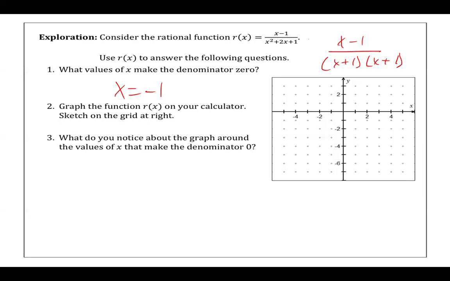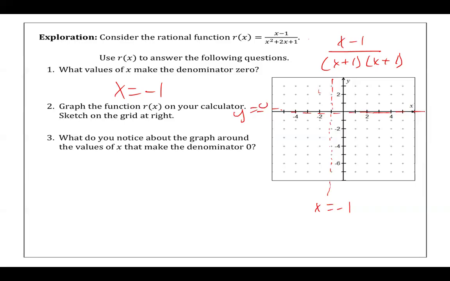We know that we're going to have a vertical asymptote at x equals -1. And I have a horizontal asymptote at y equals 0. Why do I know I have a horizontal asymptote at y equals 0? The degree of your numerator is less than the degree of your denominator, which automatically means you have a horizontal asymptote. Okay. So these are my discontinuities.